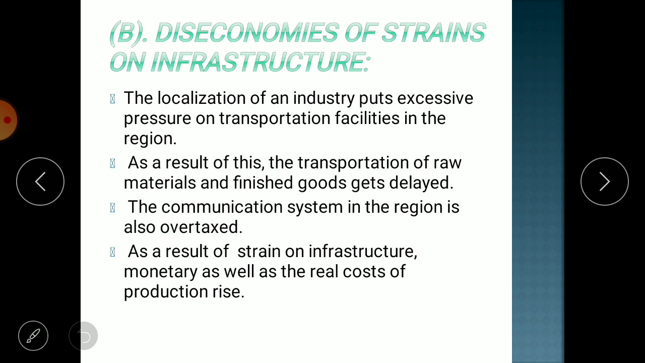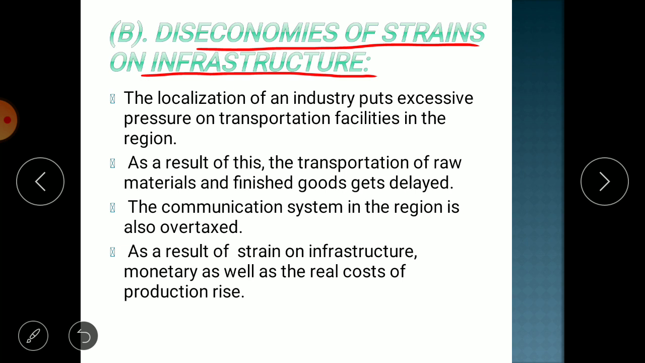The localization of an industry puts excessive pressure on the transportation facilities in the region. As a result of this, the transportation of raw material and finished goods get delayed. The communication system in the region is overtaxed. As a result of strain on infrastructure, monetary as well as real cost of production rise. Here the heading is given as diseconomies of strain on infrastructure.